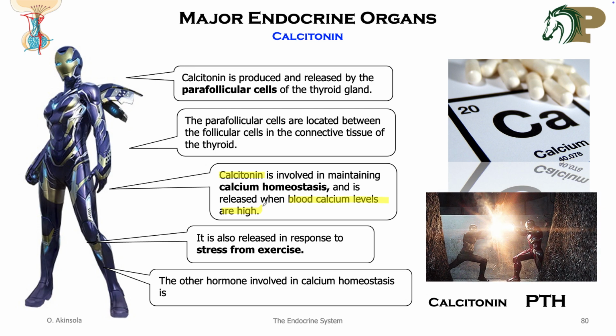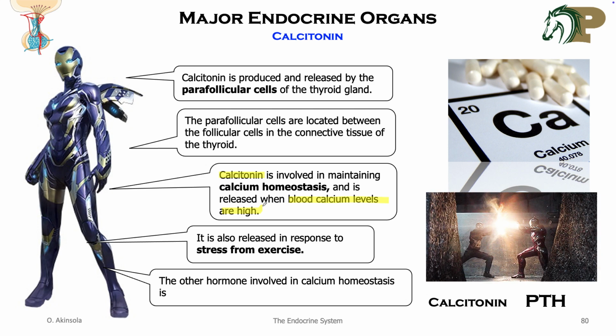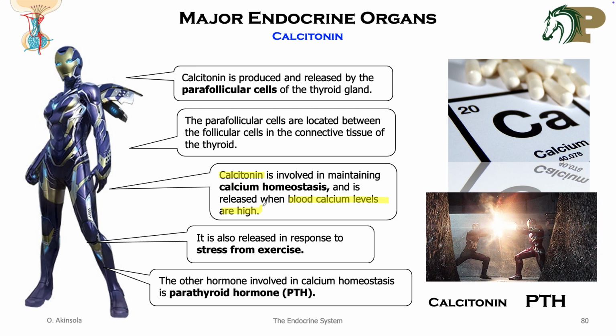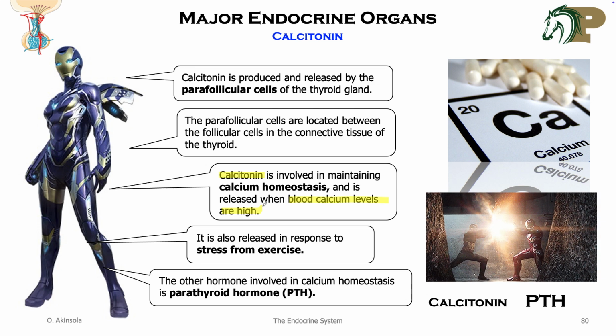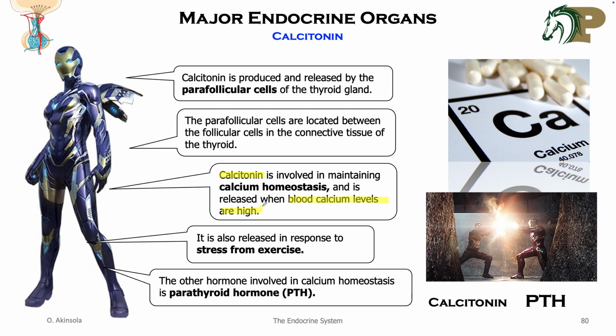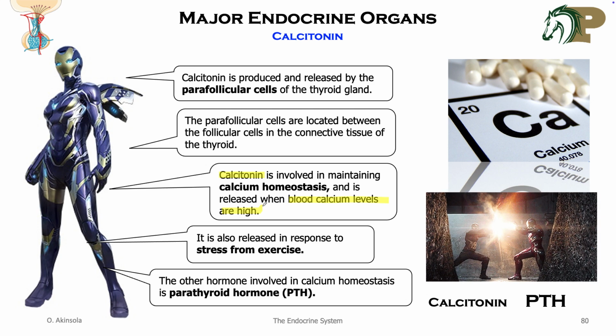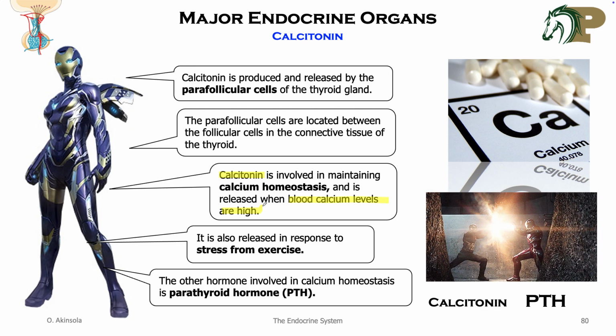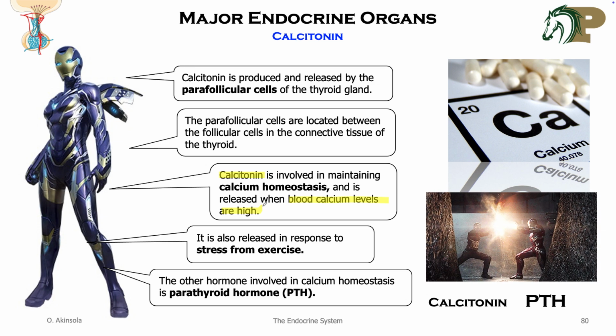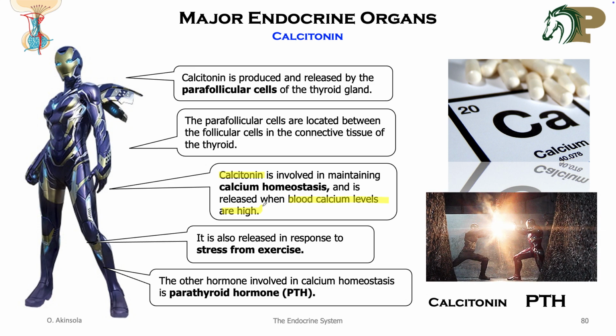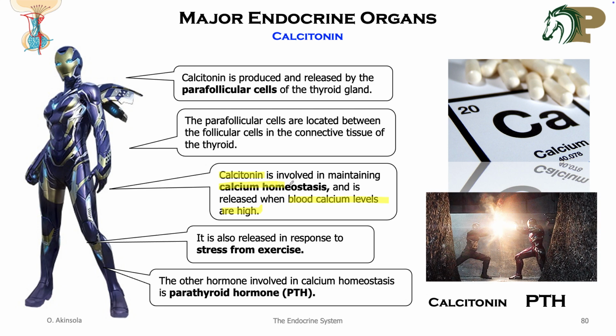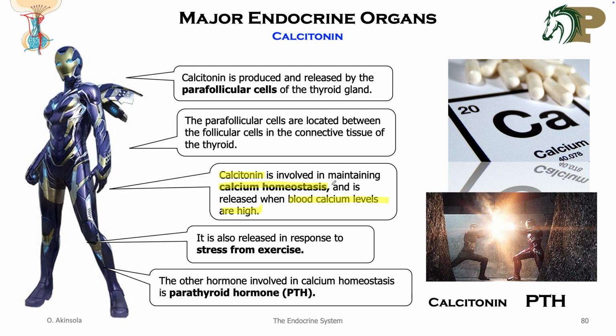The other hormone involved in calcium homeostasis is parathyroid hormone, or PTH. Okay? And essentially what's going to happen is calcitonin and PTH will act in opposition to one another, but they work together to maintain that calcium homeostasis. Okay.